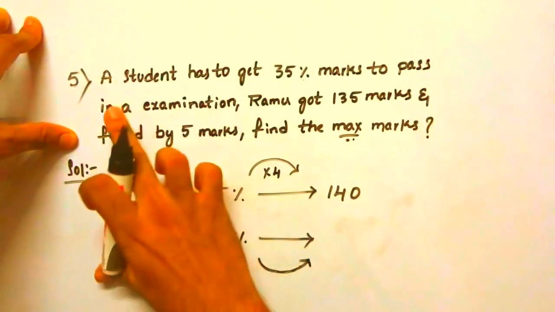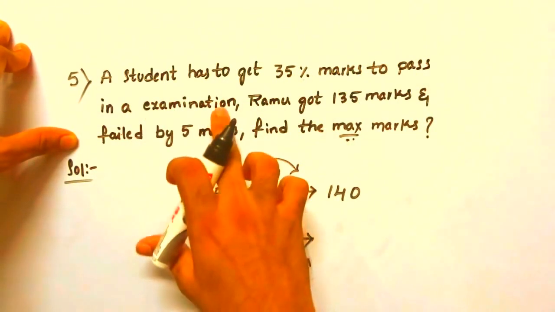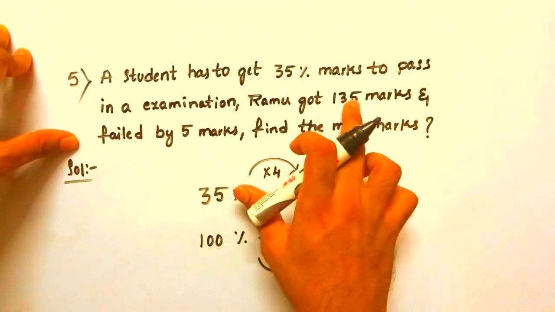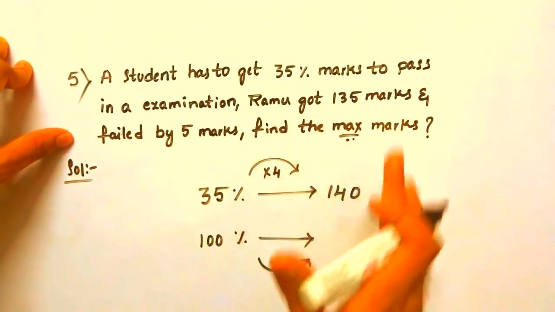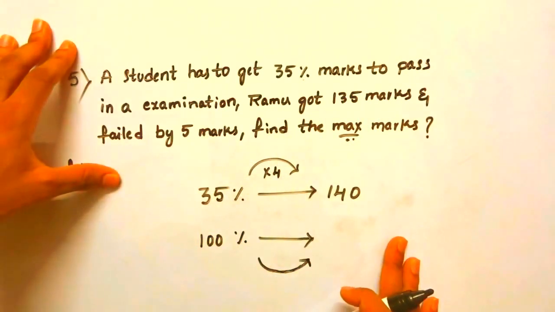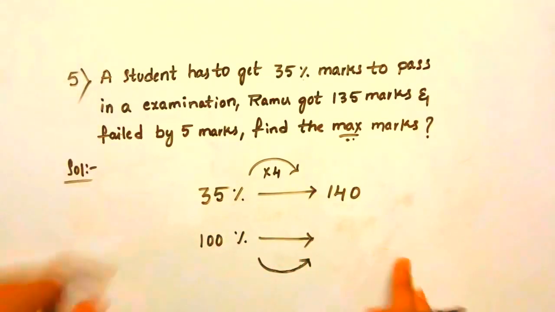Here the fifth one. A student has to get 35% of marks to pass in an examination, but Ramu got 135 marks and failed by 5 marks. Find the maximum marks, that means total marks. In most of the percentage type of problems there is a logic in the question itself. Let's find out how it is.